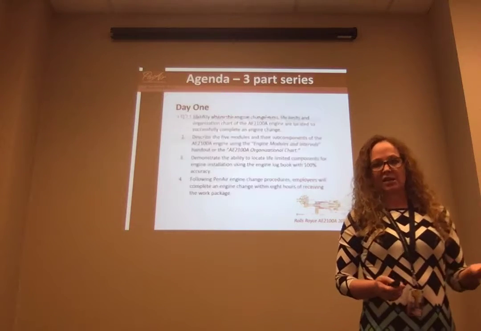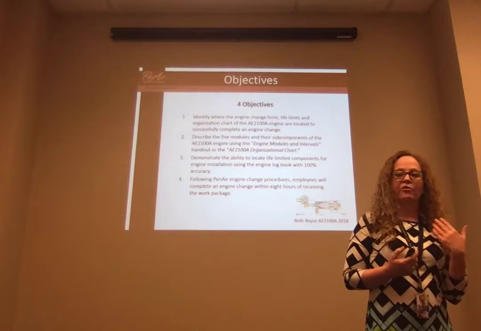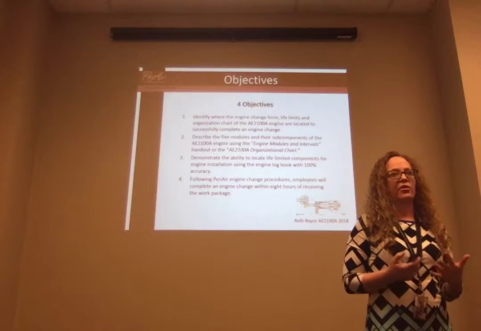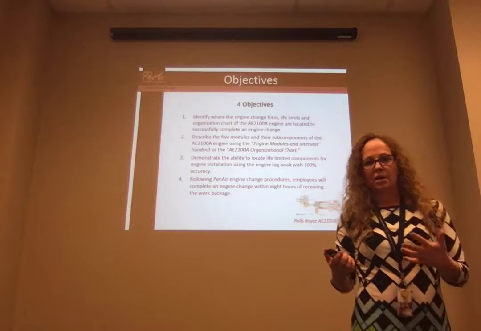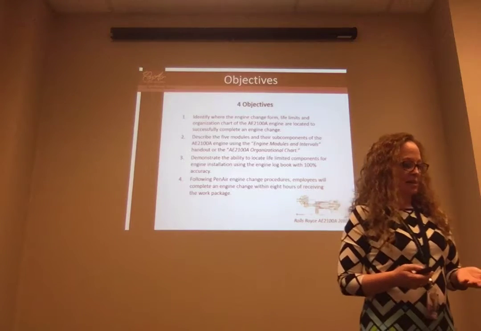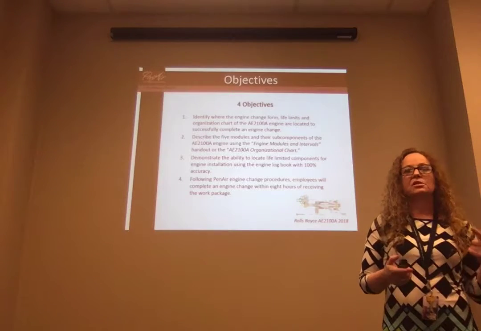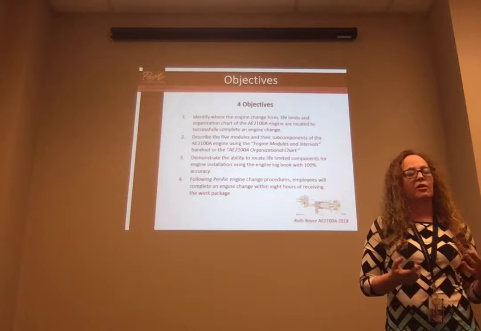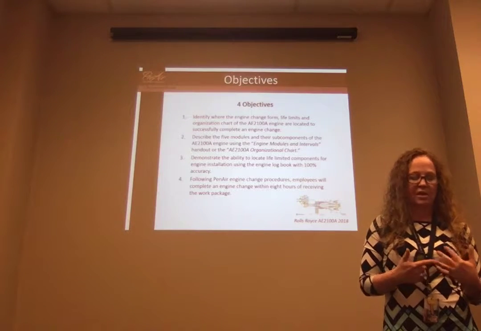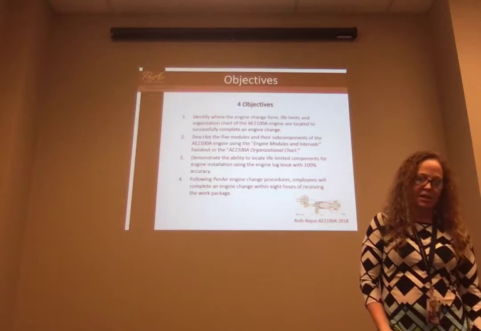So let's cover the objectives of what we want to cover over the next several weeks. We want to cover 4 objectives. Our first objective is to identify where we can find the tools that we need to cover an engine change. The first is the engine change form, the second is the life limits form, and the third is the organizational chart. There's 3 other things that we are going to cover in regards to our CAMP program, our Rolls-Royce manuals, and other tools that you can use to locate what you need to do these engine changes.